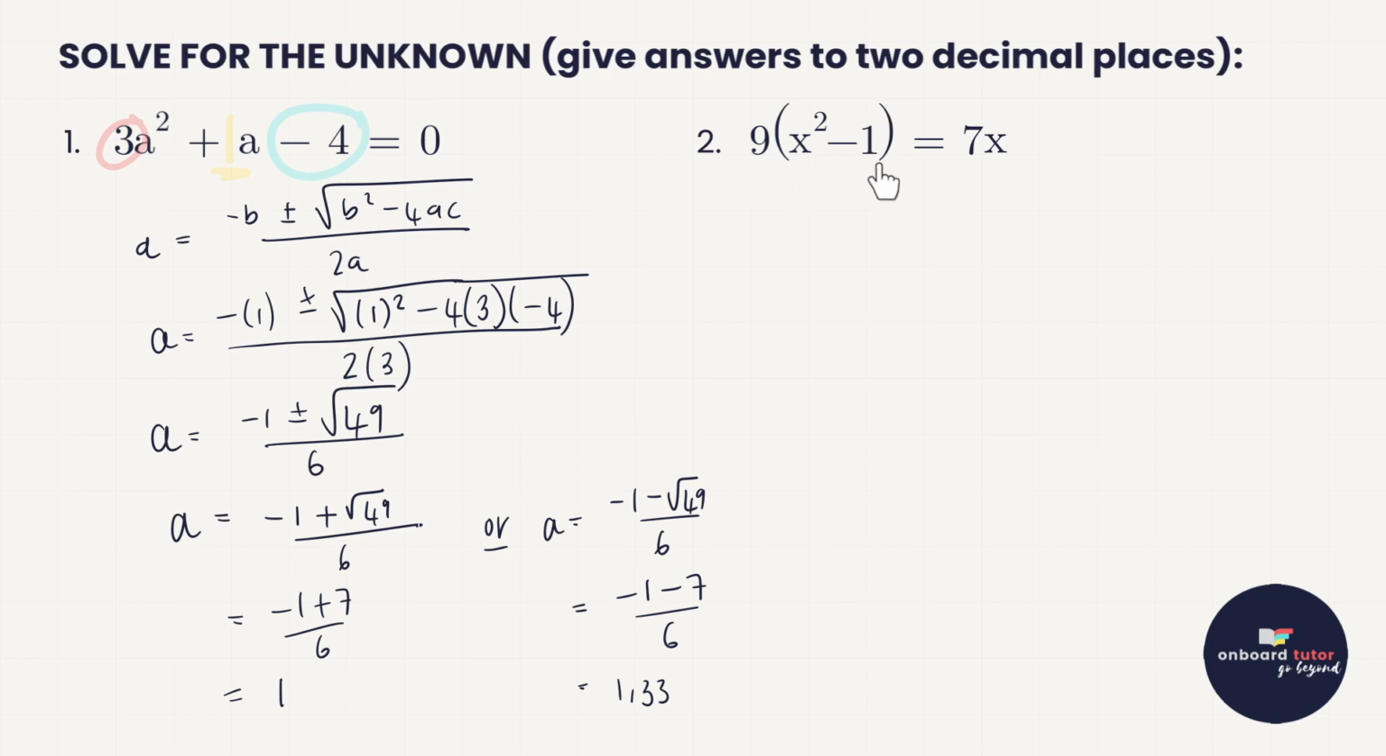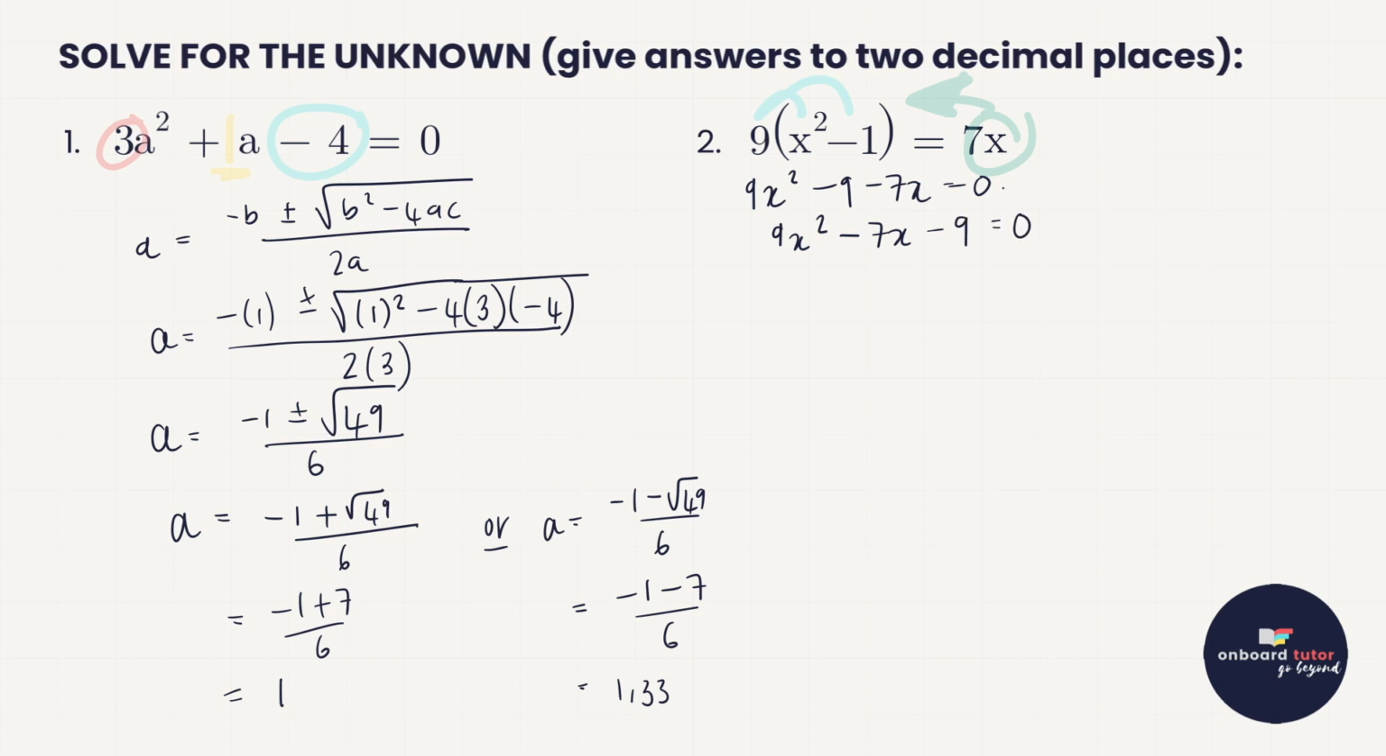9 bracket x squared minus 1 equal to 7x. The first thing we want is standard form, so we can figure out our a, b, and c values. So let's multiply that 9 in there. We're going to end up with 9x squared minus 9. Let's also, while we're at it, bring this 7x over, because we can't factorize until we've got 0 on one side. So that's going to be minus 7x equals 0. And now we can write in standard form: 9x squared minus 7x minus 9 equals 0.